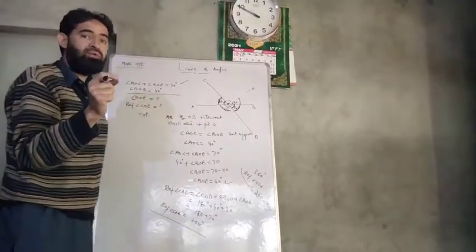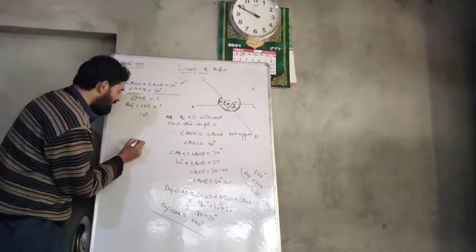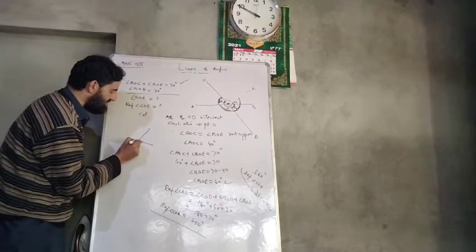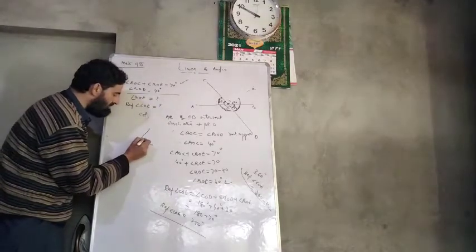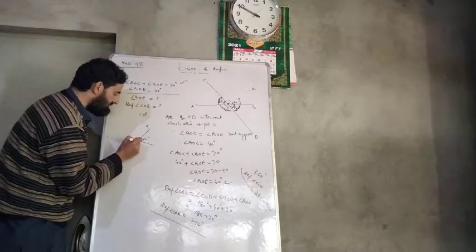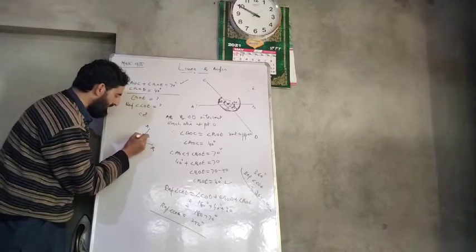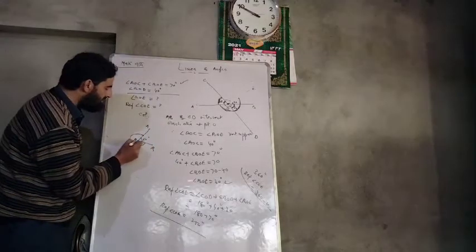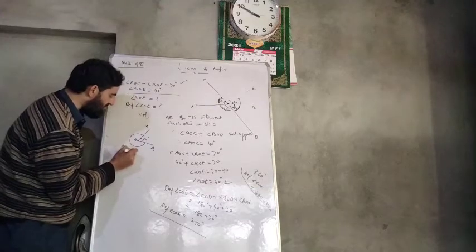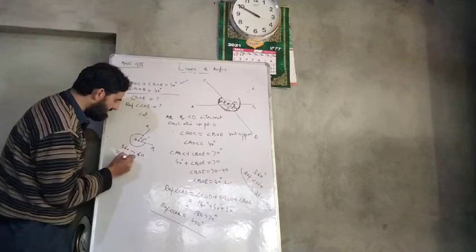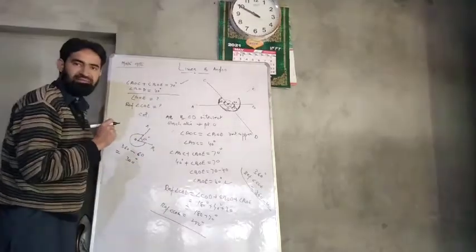There are two ways to find the reflex of an angle. We know that the sum of angles formed at a point is 360. If we know the measure of this angle, suppose this is 60 degrees, and we have to find the reflex of angle AOB, this reflex means this angle, then obviously this is equivalent to 360 minus the measure of the angle, which was 60, so reflex is 300. This is how it goes.